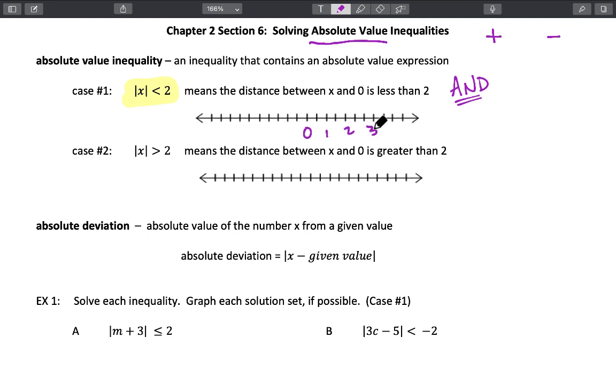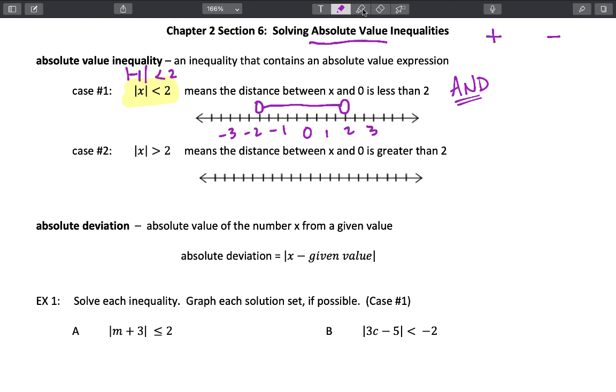If we were to graph this on a number line, we're going to put 1, 2, 3 on that side and -1, -2, -3 on the left side. We want all the values here that are between -2 and +2. Because remember, we're taking the absolute value, so if I put -1 in and took the absolute value of -1, that will be less than 2.